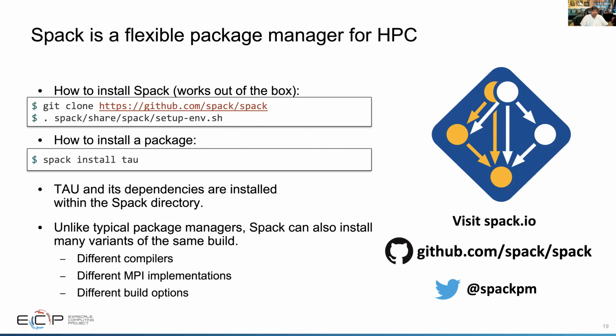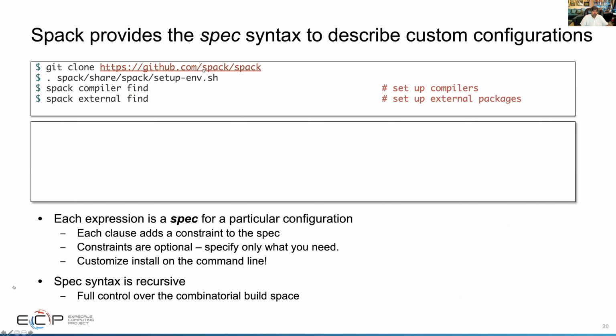And you can have different compilers, different MPI implementations, even different build options. Well, how does it look? You can first clone the Spack repo, set up your environment, and then I typically say spack compiler find. So it sets up the compilers. I can say spack external find. So it sets up external packages. You may not want to install packages like CMake, M4, and other packages like tar from the source code. You may just want to pick up the ones that are pre-installed on your system. So this is a very important step.